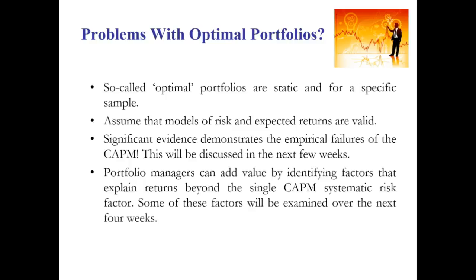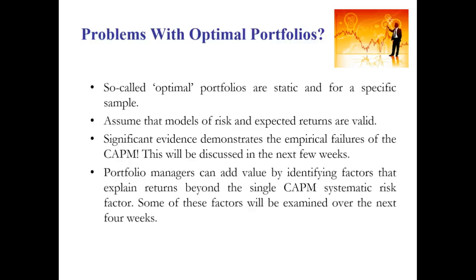However, a really big issue with respect to Markowitz's portfolio selection is that it assumes models of risk and expected returns are valid. So we know that when we calculate the efficient frontier, we make assumptions. We assume that we know expected returns, and we use the CAPM for doing so. And we use historic values of standard deviation of returns as a measure of future risk.